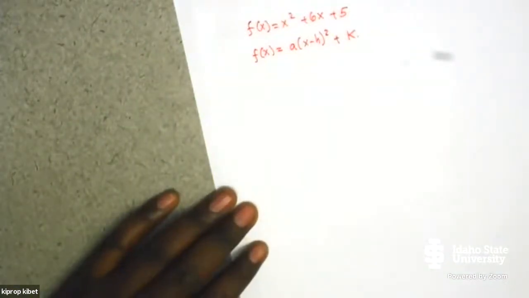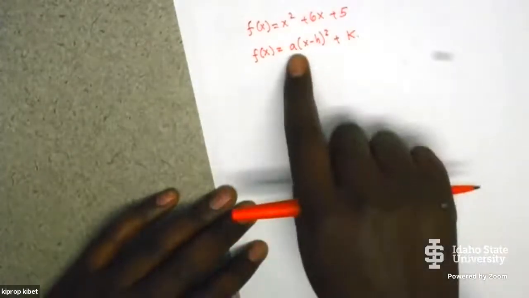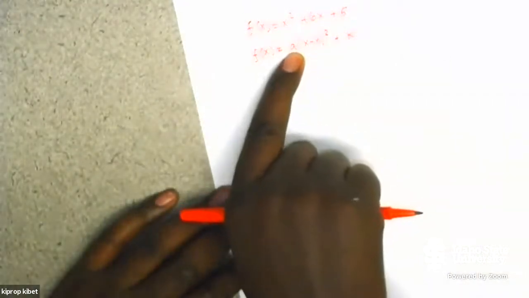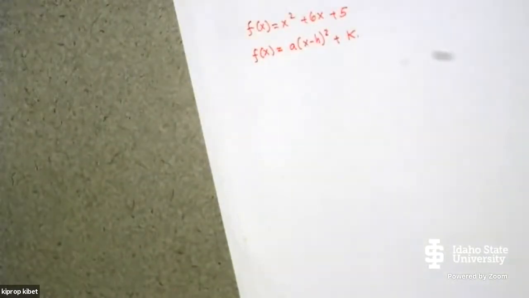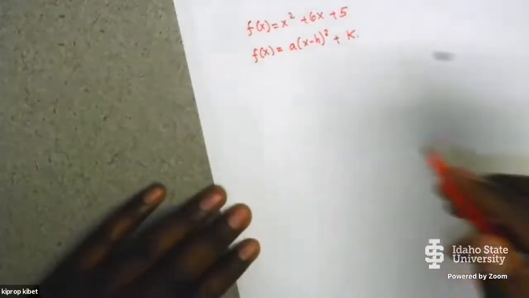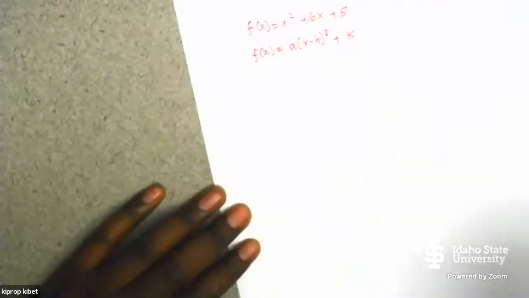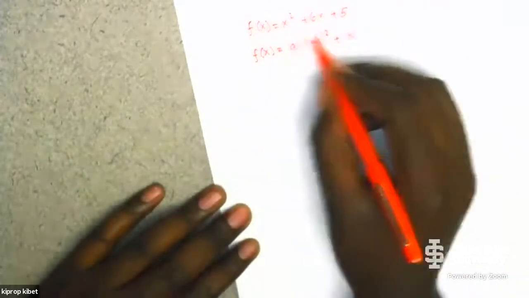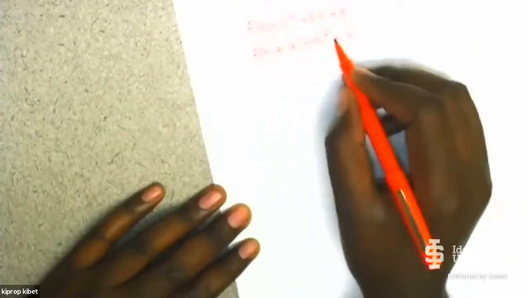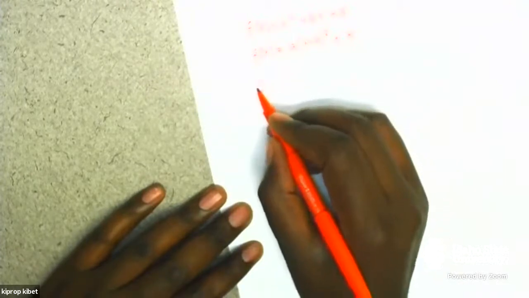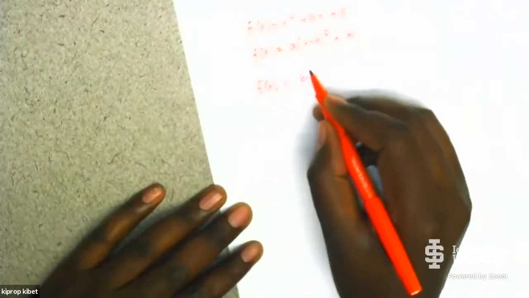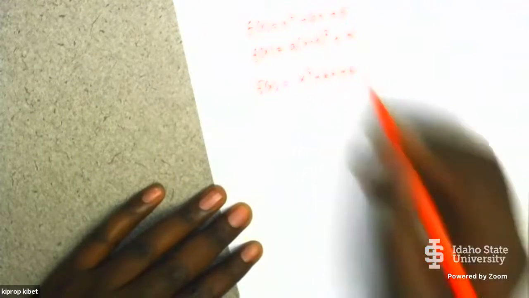When we meet next time, we will see what happens when you multiply by a. Is it going to be skinnier or wider? But you can still go and read in your textbook. Now, to convert this one to this form, we use the completing squares. So we have our function f of x equals x squared plus 6x plus 5.